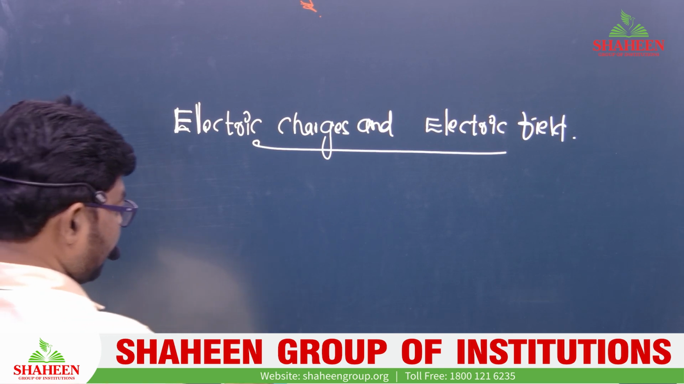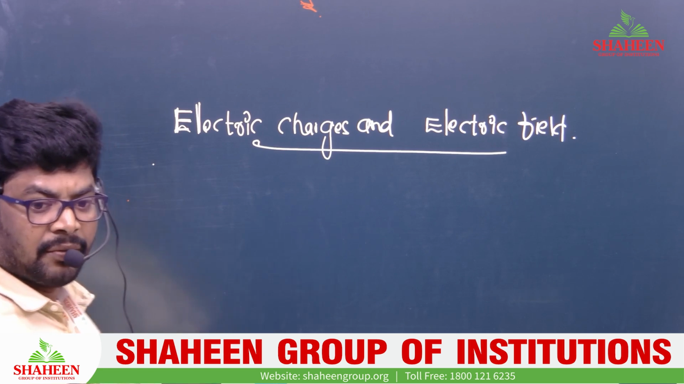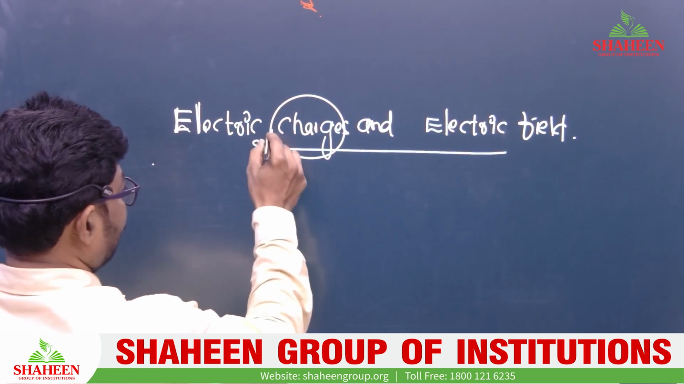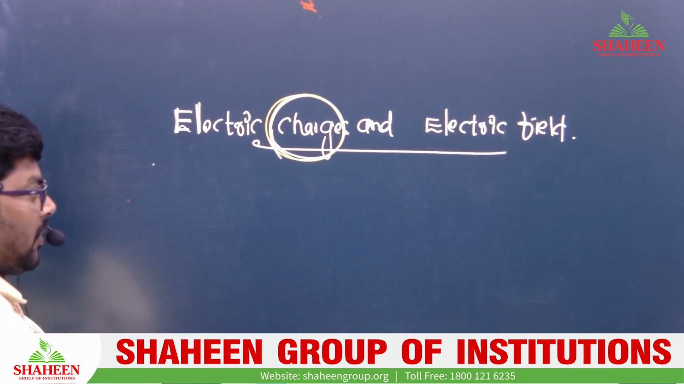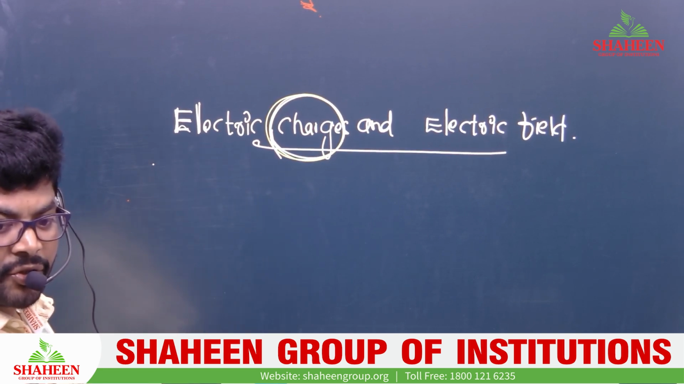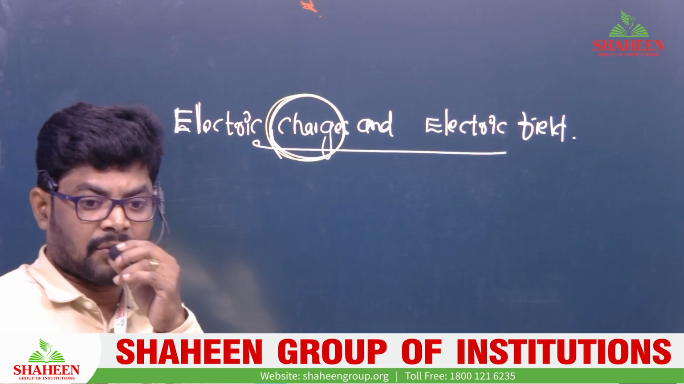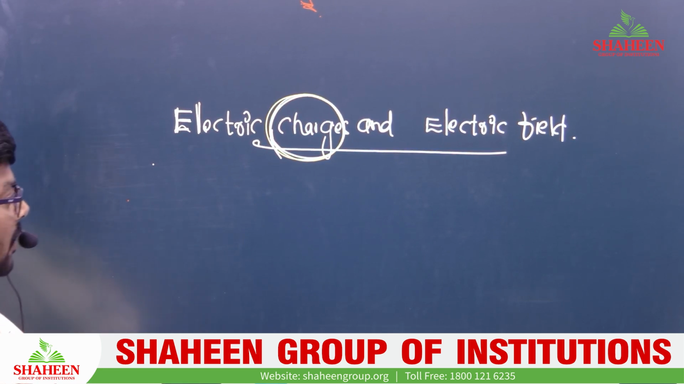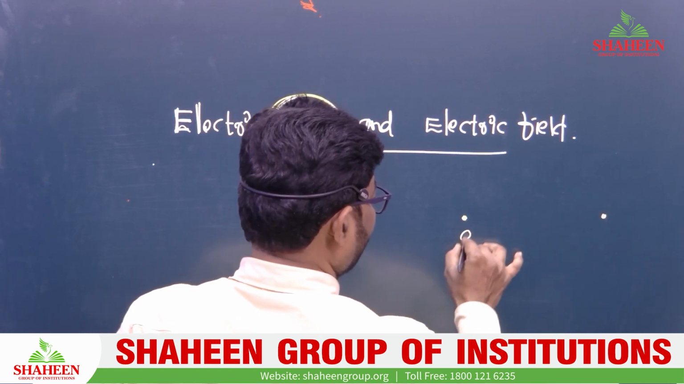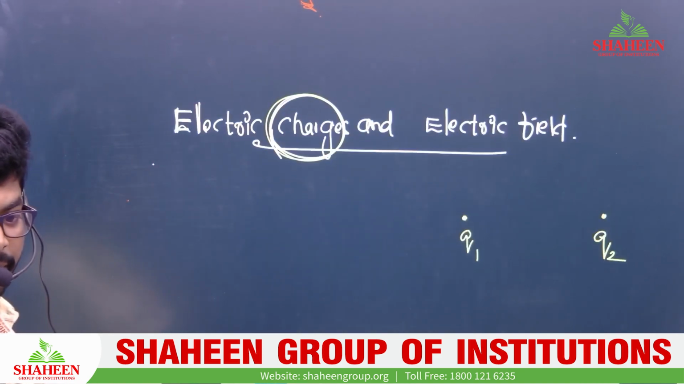So let us go for what is meant by charge. Charge is the fundamental property of matter which gives electrical and magnetic effects. In this chapter, we mainly focus on Coulomb's inverse square law. If two charges q1 and q2 are separated by some distance, right?